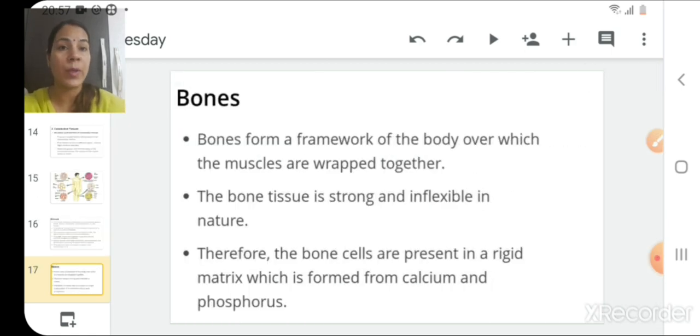Now we will discuss bones. Bones form a framework of the body over which the muscles are wrapped, and this makes the structure of our body. This gives a shape to our body. The bone tissue is strong and inflexible in nature, meaning the bones cannot be compressed, because they are made up of very dense tissues. So bones are very rigid and solid structures. Therefore, the bone cells are present in a rigid matrix which is formed from calcium and phosphorus.